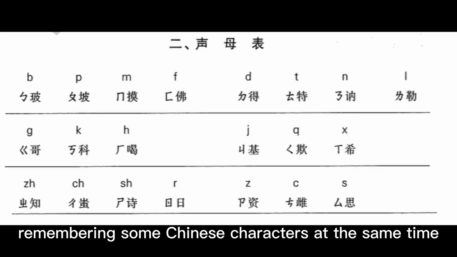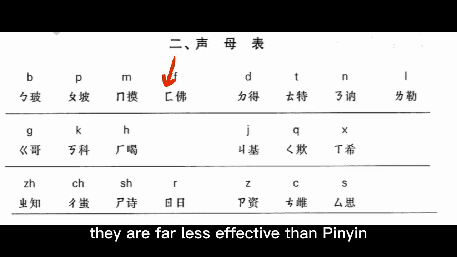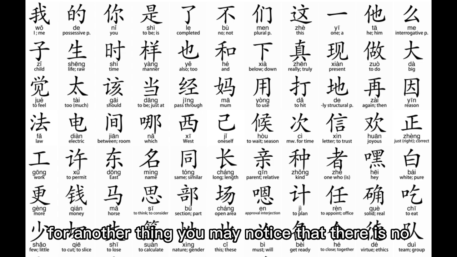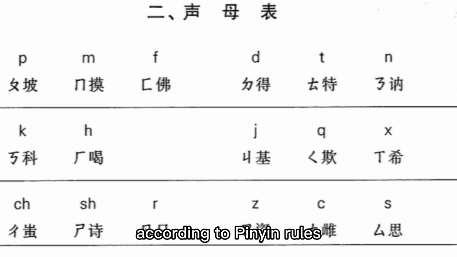Don't waste time remembering the traditional method of phonetic notations. They are far less effective than Pinyin. And please put aside the meanings of these characters. It is okay that you don't recognize them temporarily. For another thing, you may notice that there is no V, W, and Y in initial consonants. Well, according to Pinyin rules, these three letters will only be used in some special situations. We'll talk about it later.